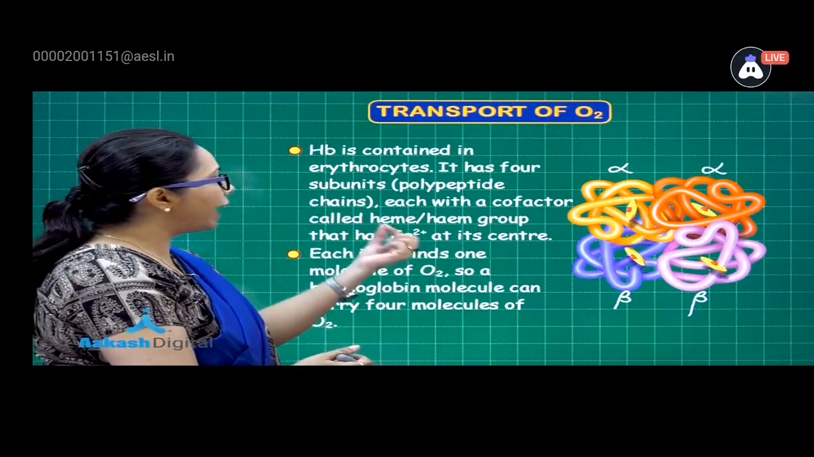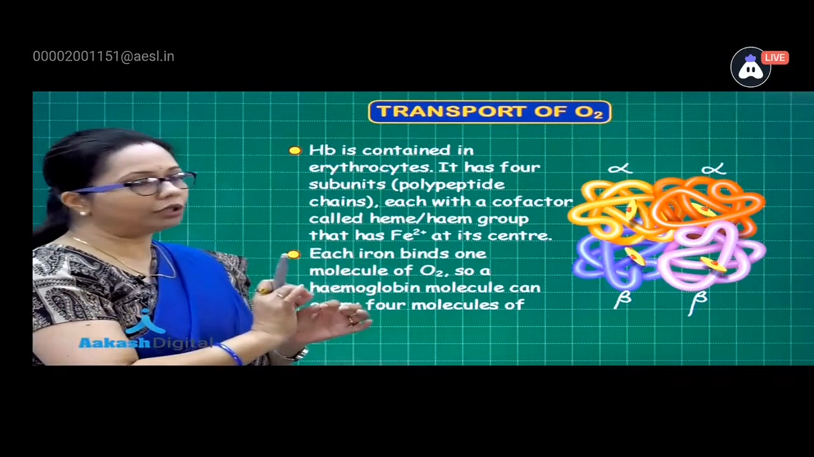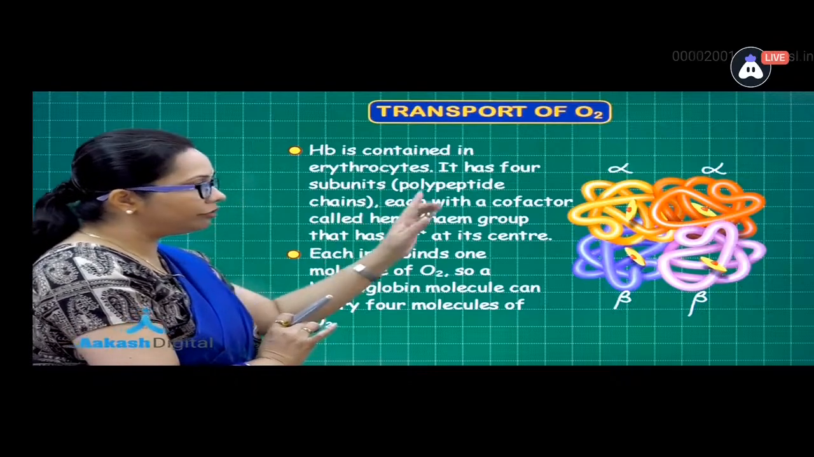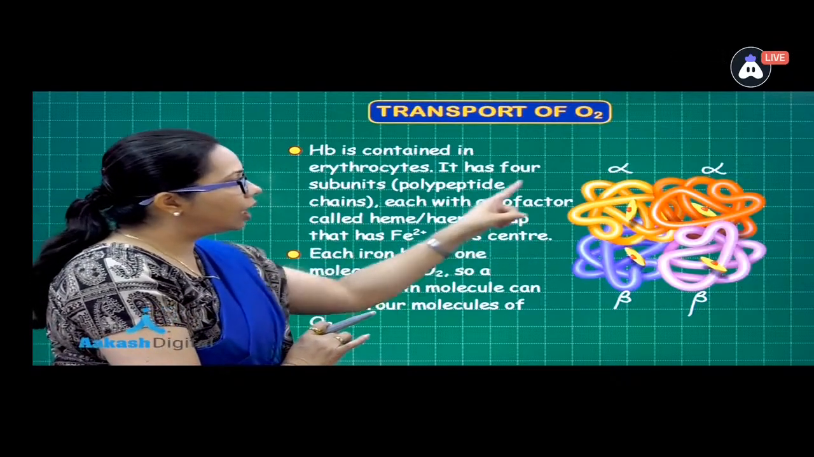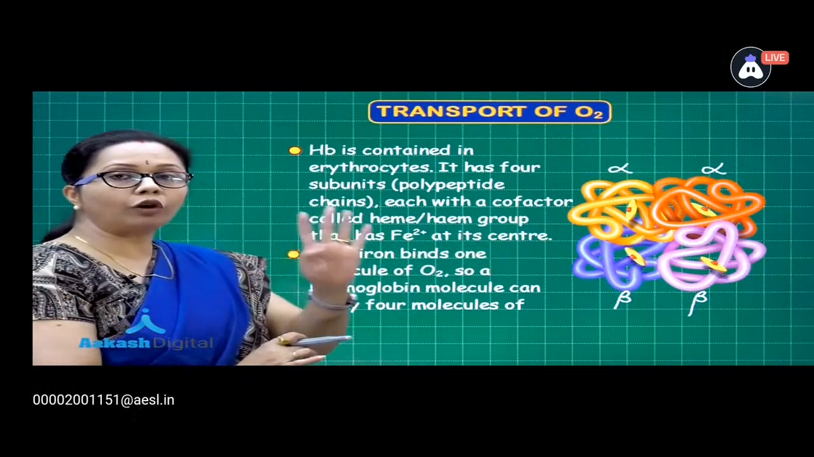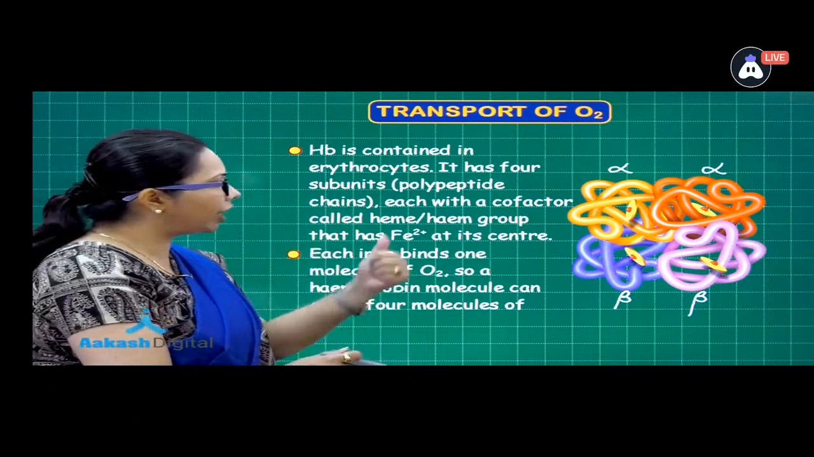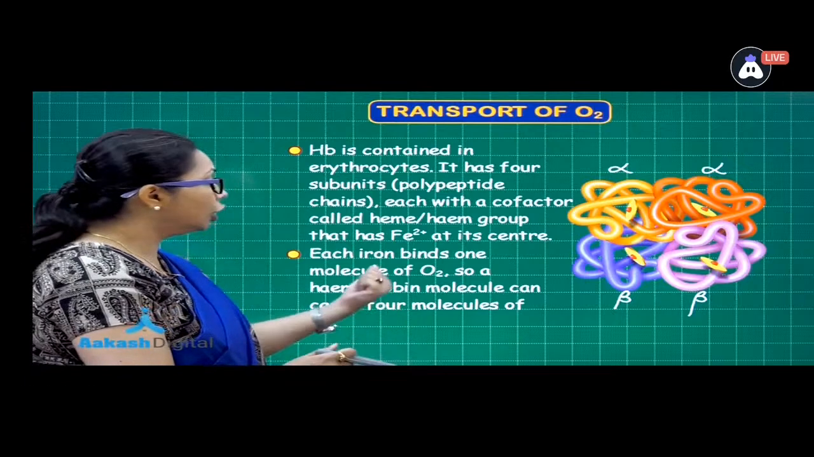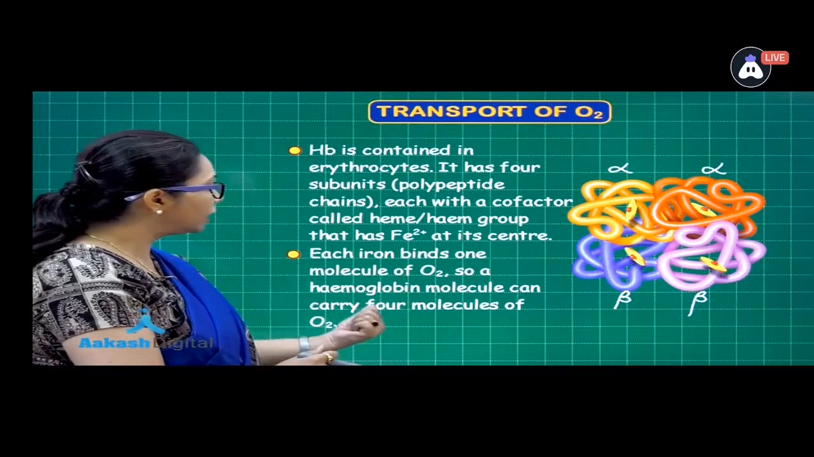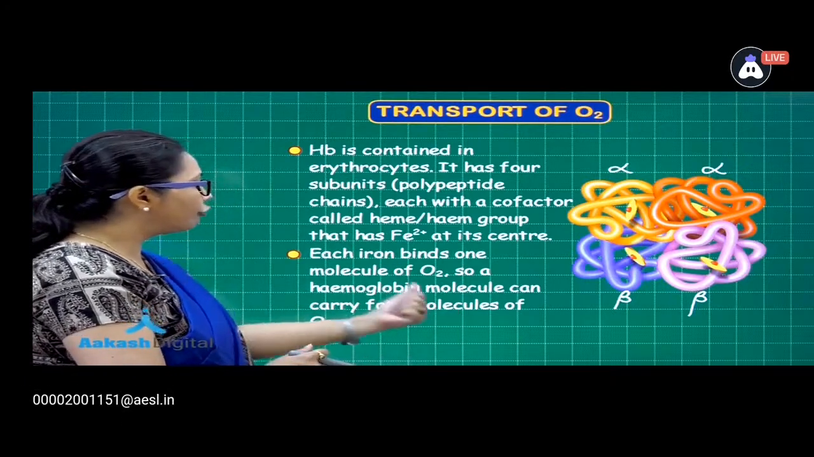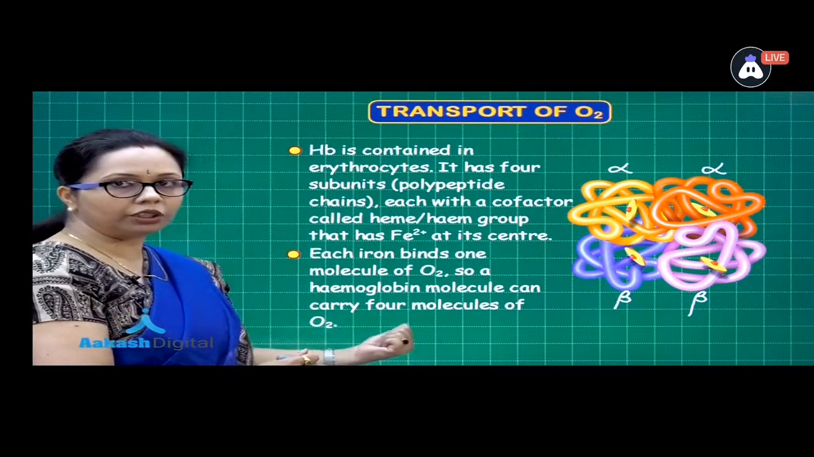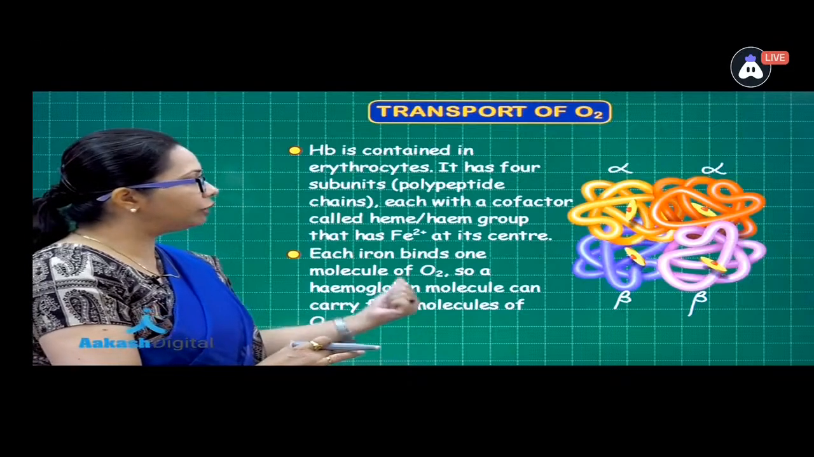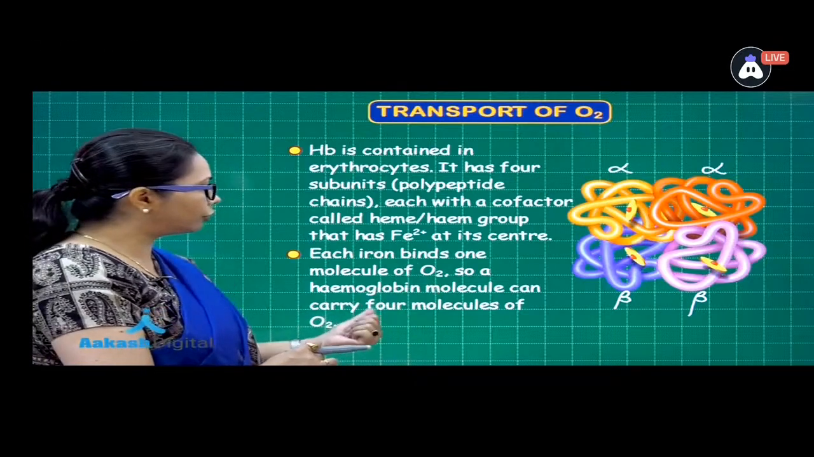So oxygen binds with this central ion, and in a way we can see here that since hemoglobin has 4 iron porphyrins, each iron porphyrin is going to bind with one molecule of oxygen. So one hemoglobin is able to transport 4 molecules of oxygen in all. So when it is fully saturated, it will be carrying 4 molecules of oxygen.